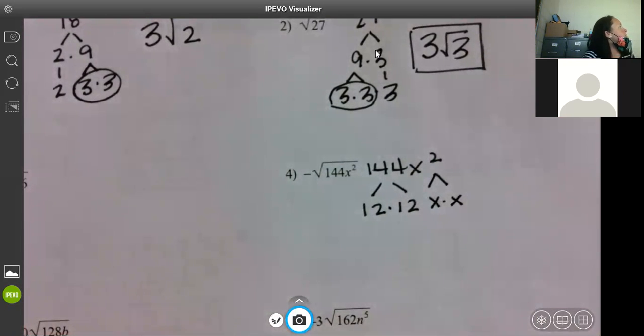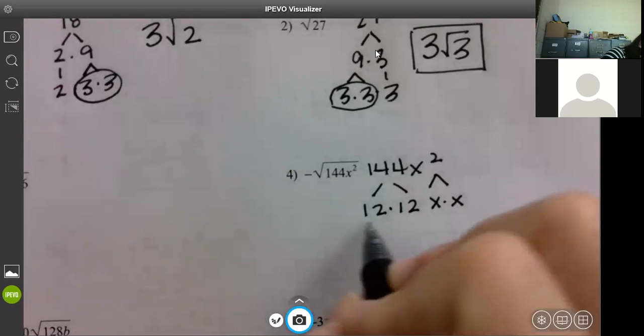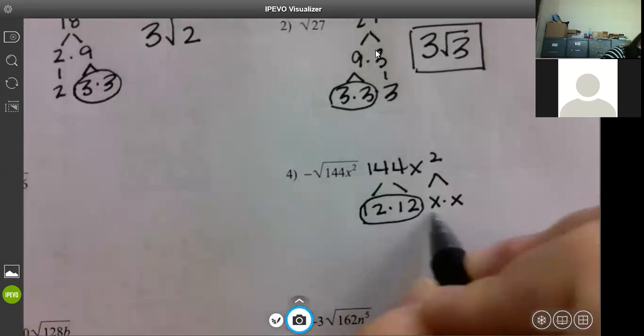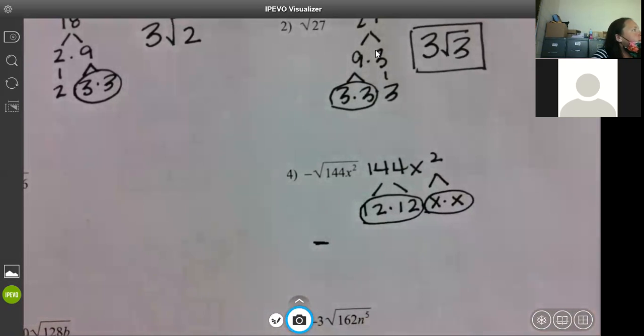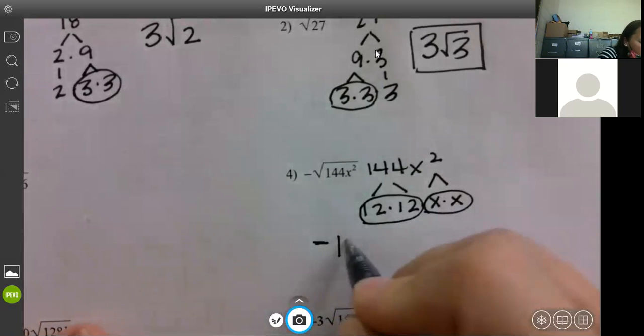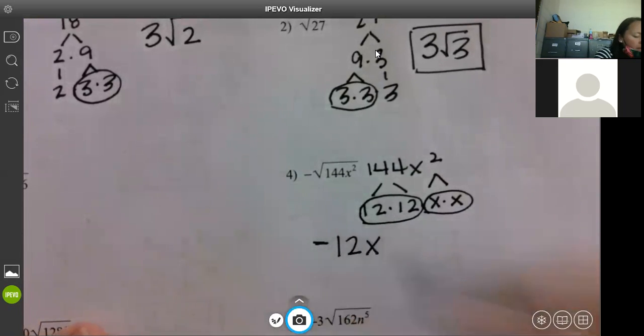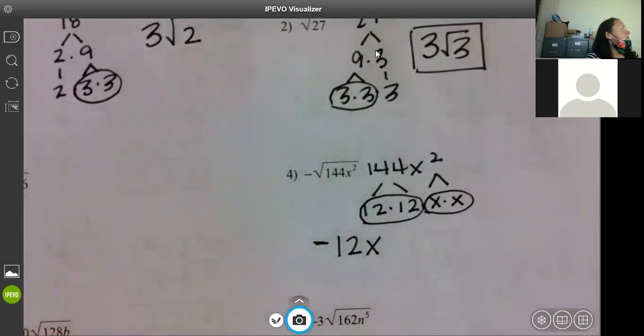Everybody good? So just write down the number, whatever it is. If it's x cubed, you write down 3 x's. X to the 5th, 5 x's. Do we have pairs? What do we have pairs of? 12 and x's. There's already a negative outside. Remember, if there's something outside, we keep it. We circled a 12. We circled an x. And we didn't leave anything else inside. That's it. That's all you do.